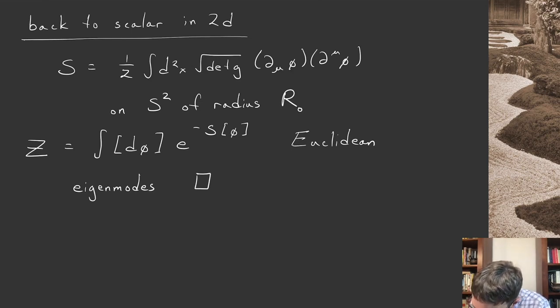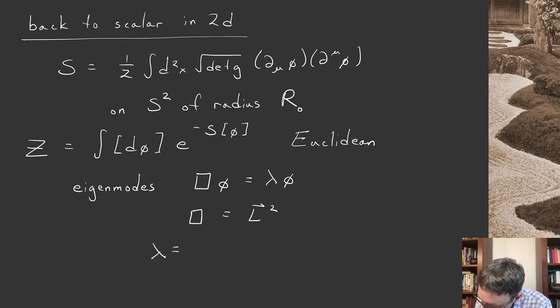Okay, so I have the Laplacian on a sphere. I want to identify the eigenmodes, but we know these, right? The eigenmodes on a sphere are just the spherical harmonics, these Y_LM, which have the eigenvalues of the angular momentum operator for SO(3). So box is really nothing but your friend L squared from quantum mechanics, and lambda is nothing but L times L plus 1, and we'll be a little bit careful about minus signs and the scale. We have to introduce the radius of the sphere, but that's what it is.